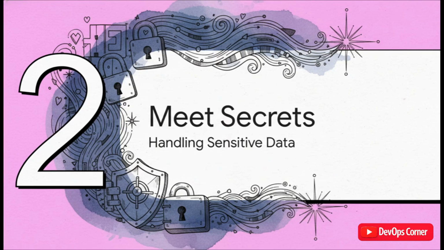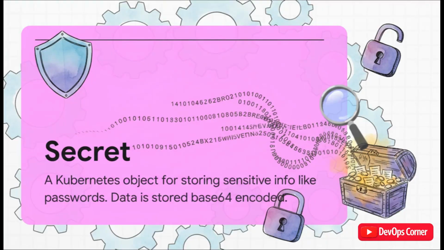This is the tool designed specifically for handling your confidential data. Now, a secret is functionally very similar to a config map. It's still a key value store. The big, crucial difference is its intent.